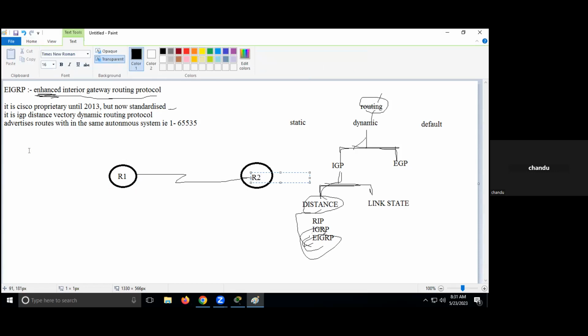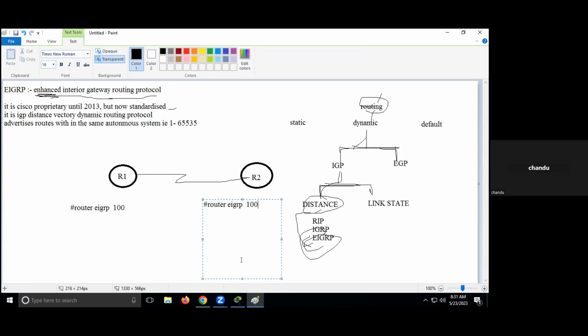Router 1 and router 2. In router 1, if I'm configuring, say, router EIGRP and I define 100, in router 2 I must also configure the same number. Router EIGRP 100. They must be in the same autonomous system number.